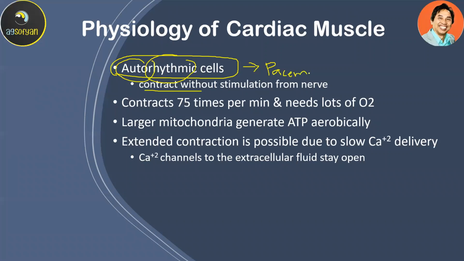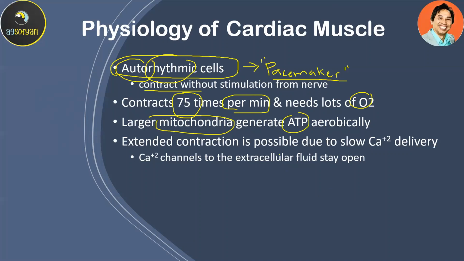Okay, so there is a group of cells on the right atrium that will start this contraction, and that group of cells is called the pacemaker. And the contraction is normally about 75 times per minute, and it never stops contracting. Therefore, it needs a lot of oxygen, and therefore it has more mitochondria in order to produce this ATP.